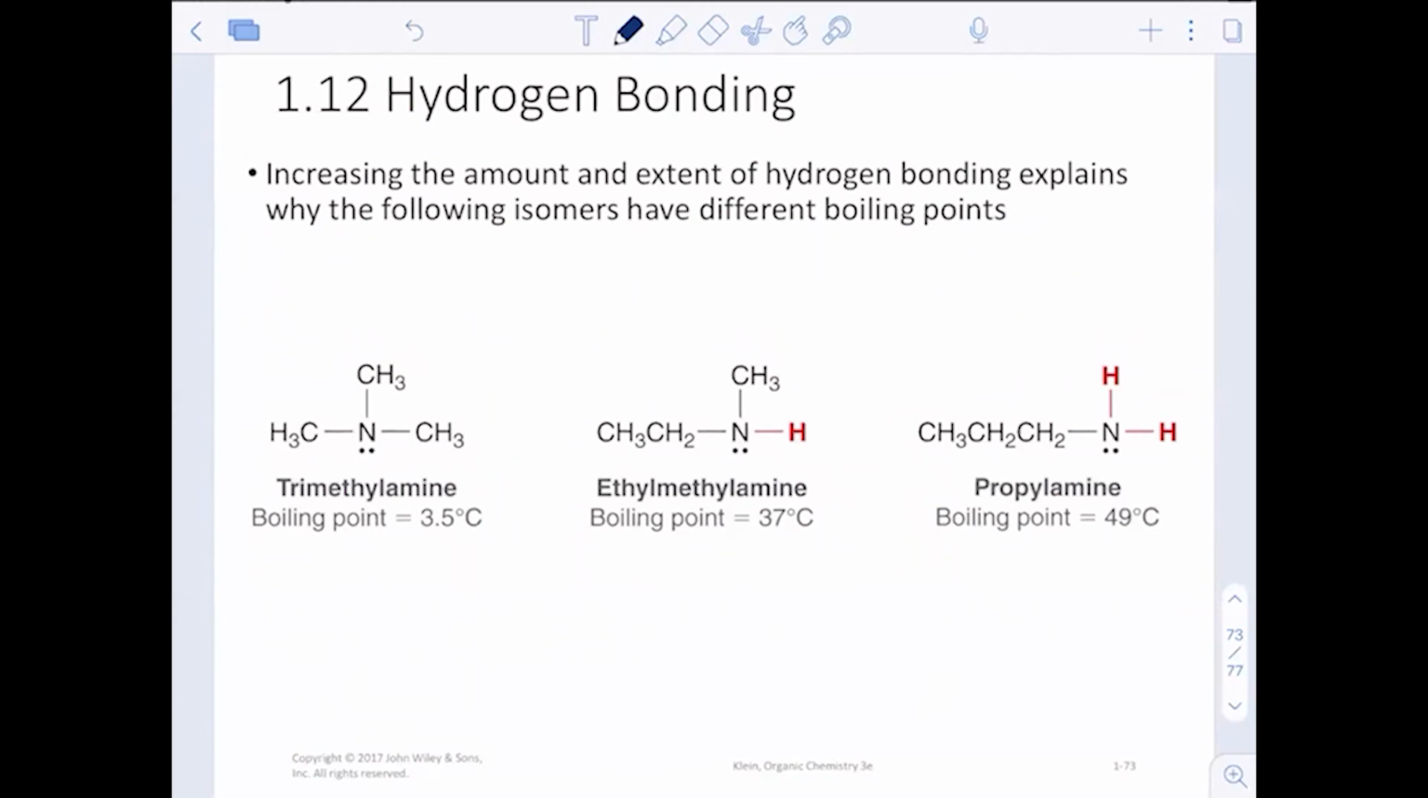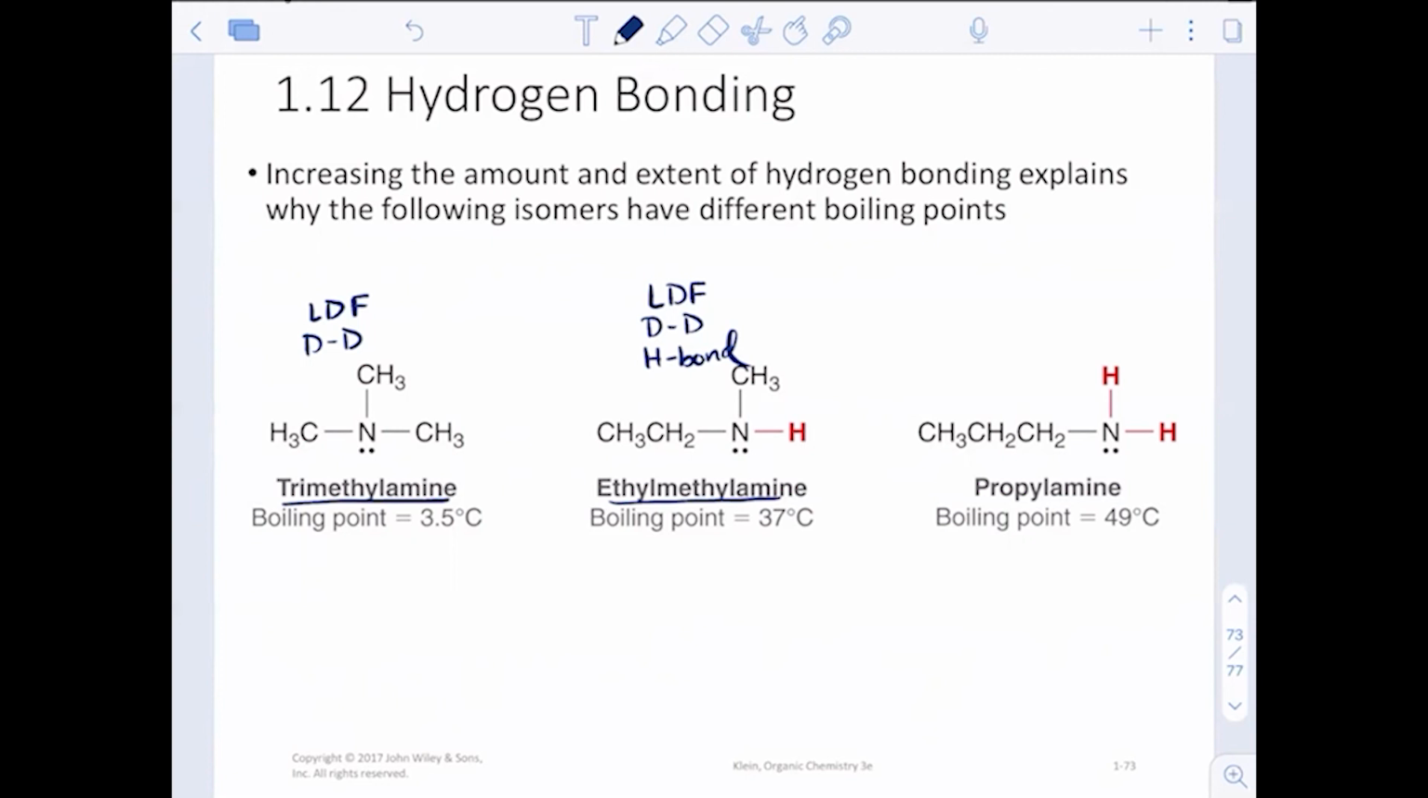Now, if we again think about increasing the extent of the hydrogen bonding, we can start to see different boiling points. So trimethylamine, this guy right here, does not have hydrogen bonding. He has London dispersion forces and dipole-dipole interactions. Ethylmethylamine has one hydrogen attached to the nitrogen, so he does have all three types, all the way up to H bonding. Very, very strong intermolecular forces there. Notice how his boiling point has increased from 3.5 for trimethylamine to 37 for ethylmethylamine.